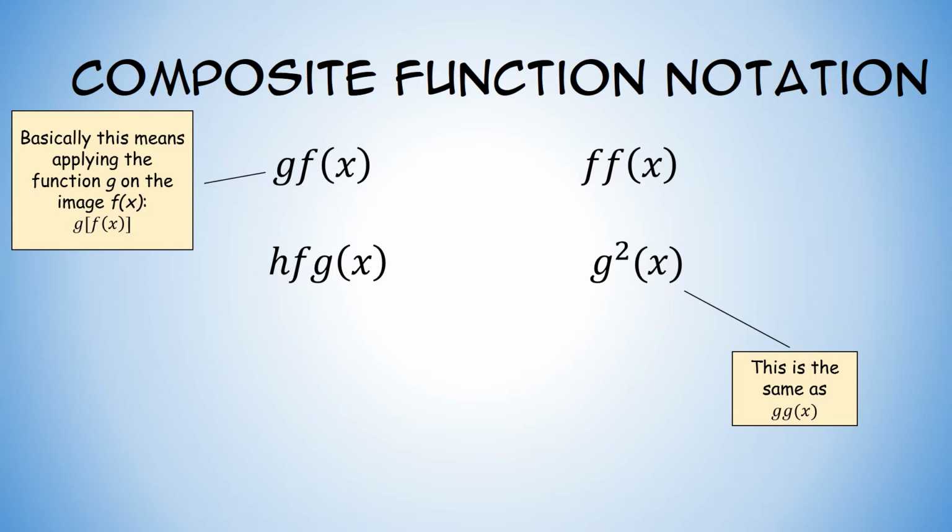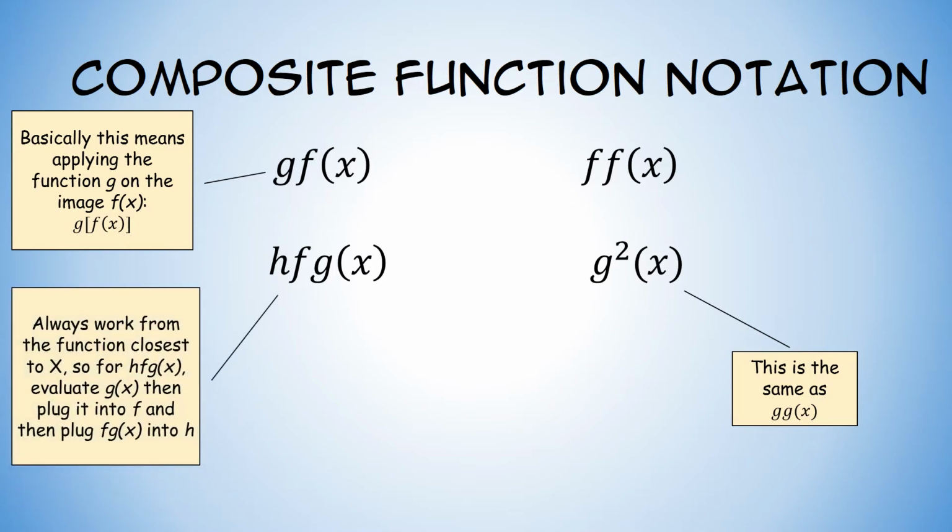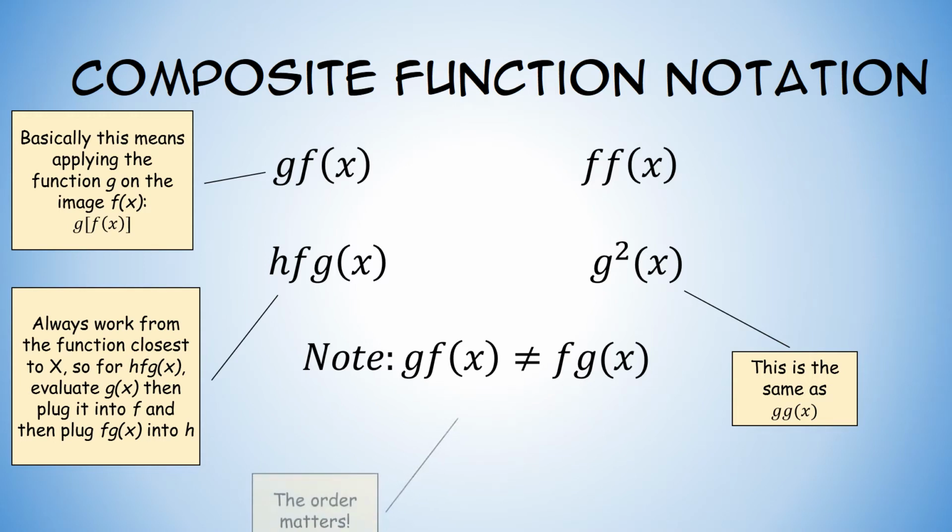When you evaluate composite functions, always start with the function closest to x. So, for hfg of x, you evaluate g of x, then plug it into f, and then plug fg of x into h. The important thing to remember is that the order in which the functions are written matters.